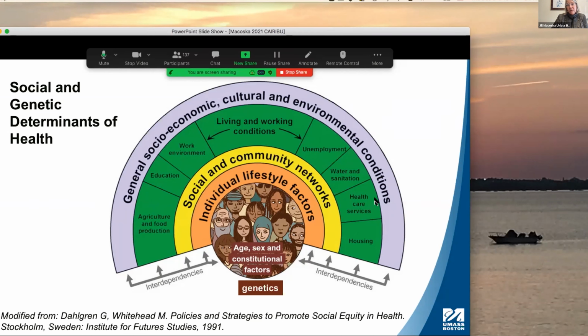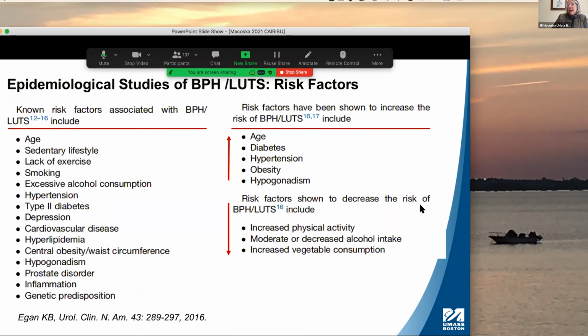Do you have access to healthcare services? What kind of housing do you live in? Do you have a good social and community network around you? And what kind of individual lifestyle factors that you're actually responsible for could be contributing to your health disparities. And within this, in the center of this, are age, sex, and constitutional factors, which do include genetics. And so we'll examine all of this in light of lower urinary tract dysfunction.